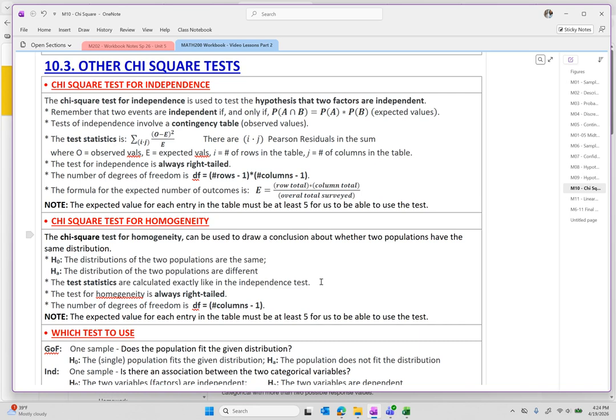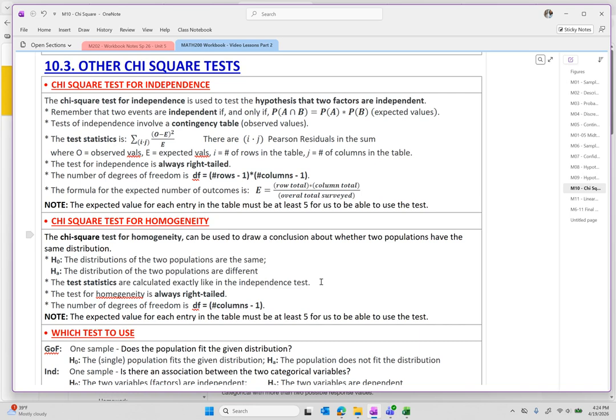The number of degrees of freedom will be rows minus 1 times columns minus 1, so I minus 1 times J minus 1. The formula for the expected number of outcomes is E equals the row total times the column total divided by the overall total surveyed. And note here, the expected value for each entry in the table must be at least 5 for us to be able to use the test. If you have values that are less than 5, you will have to combine categories.